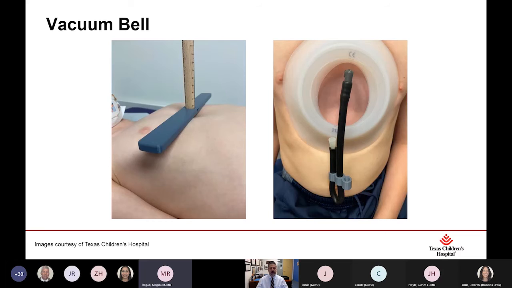So on the left, we have a measuring tool to measure how deep the pectus is. On the right, we can see the vacuum bell in place, and what it's doing is pulling the sternum up. If we can do that for several hours a day, we can change the actual shape of the chest wall.